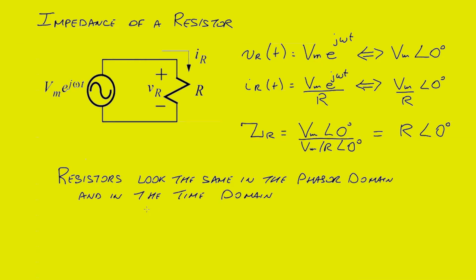We can illustrate that by showing a resistor in the time domain and its transform into the phasor domain. In the time domain, we'll have our resistor, R, and when we do the transformation into the phasor domain, we'll have an identical symbol, and it will be labeled R. And that's all we need to know.